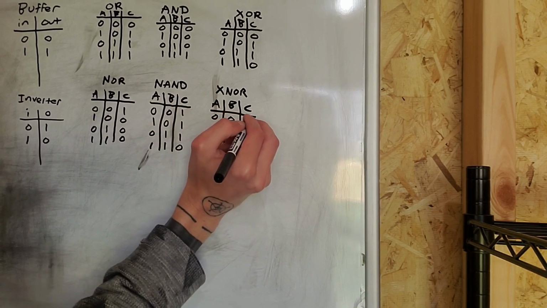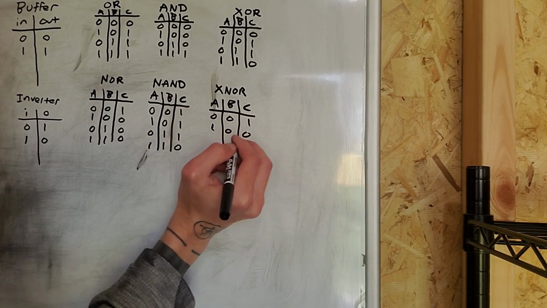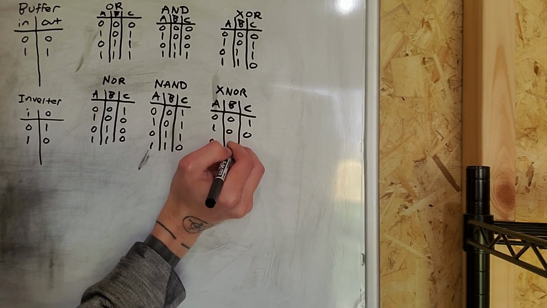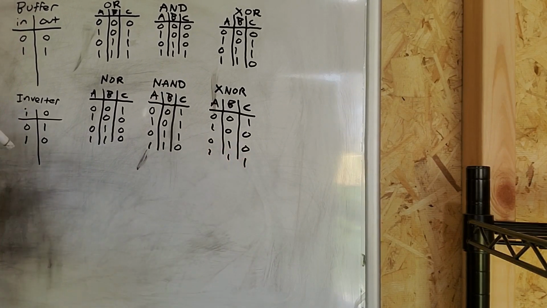0, 0 would be 1 output. 1, 0 would be 0 output. 0, 1 would be 0 output, and 1, 1 would be 1 output. So these are the building blocks of microcircuitry.